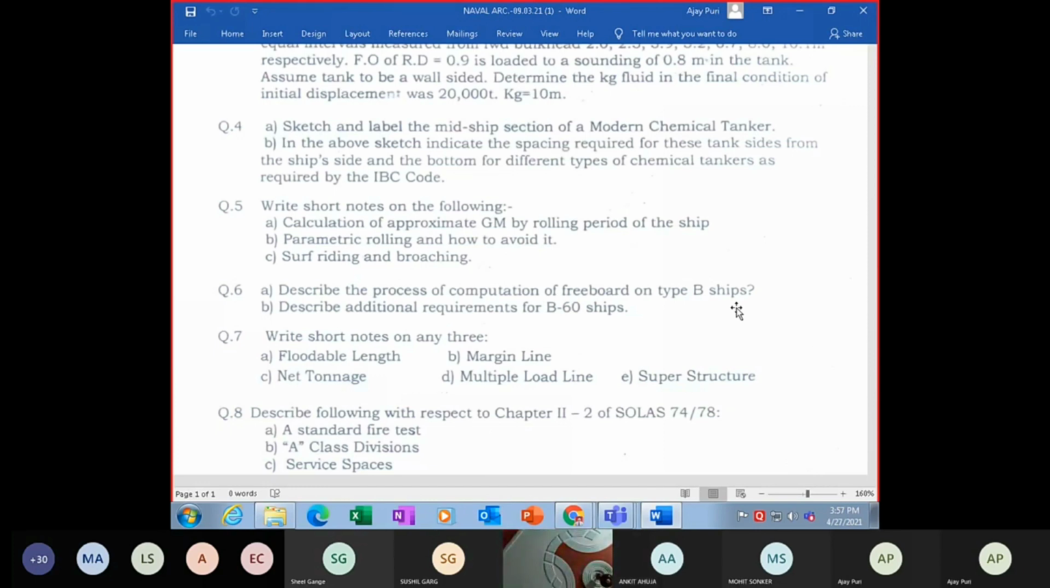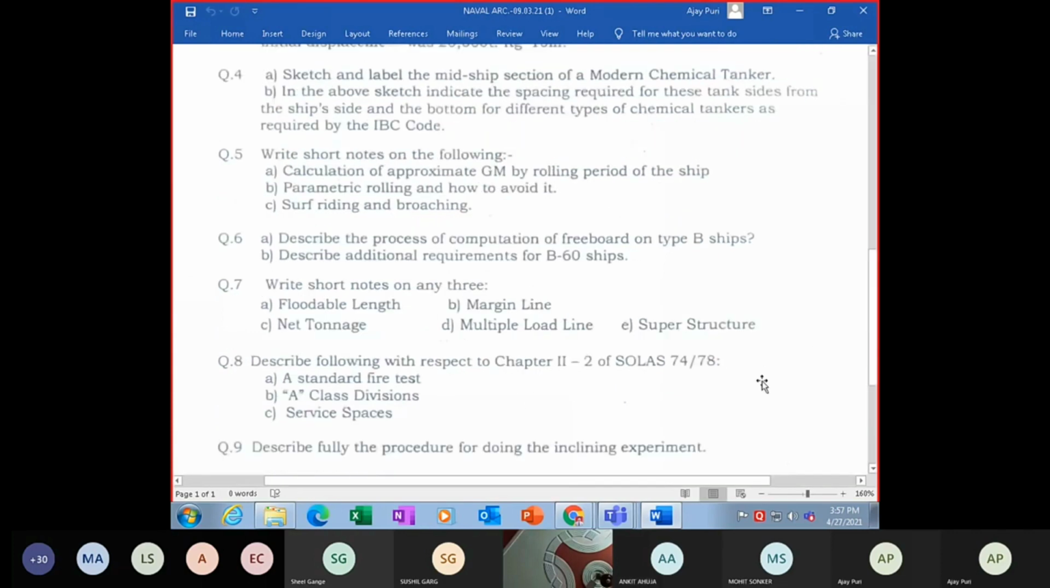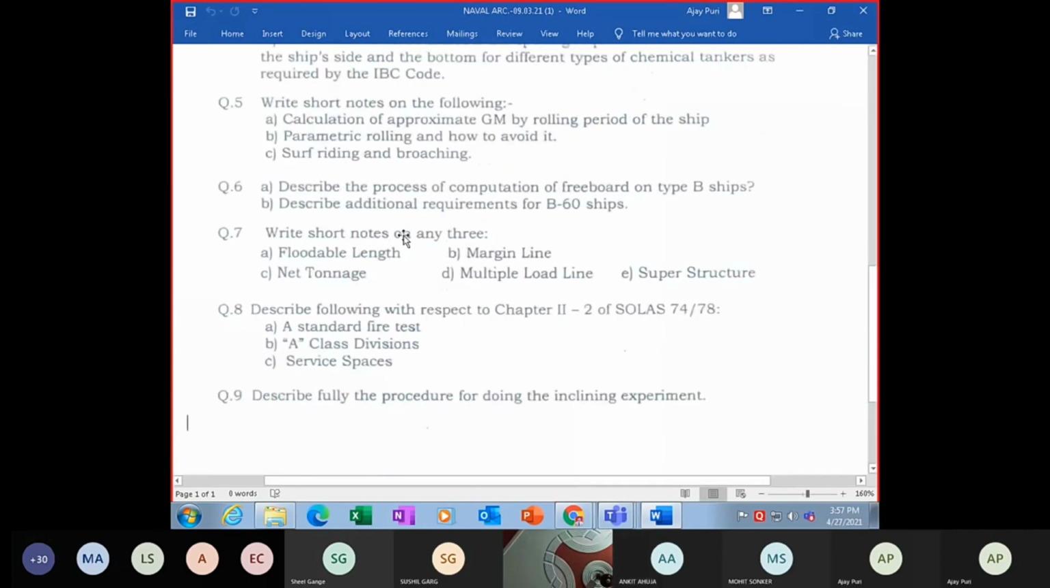Describe additional requirements for B60. So what are the additional requirements for B60? You have to mention that. Question number 7. You have to write short notes on any three. You don't have to write all, only three. So each is 8 marks.